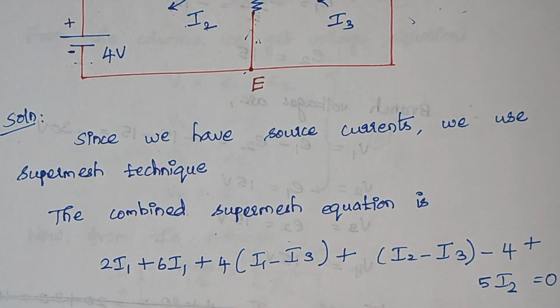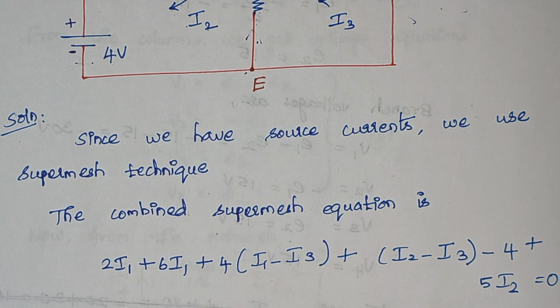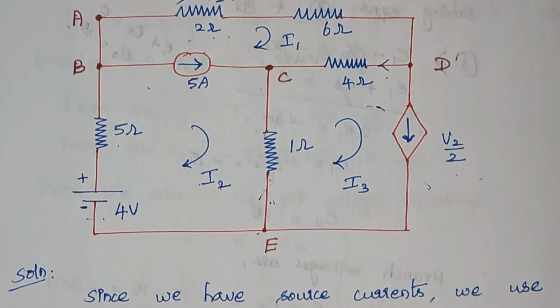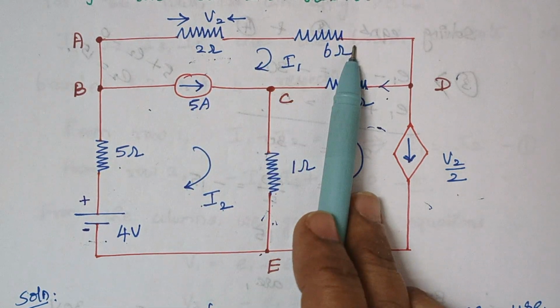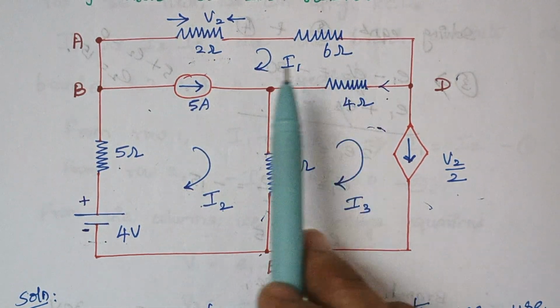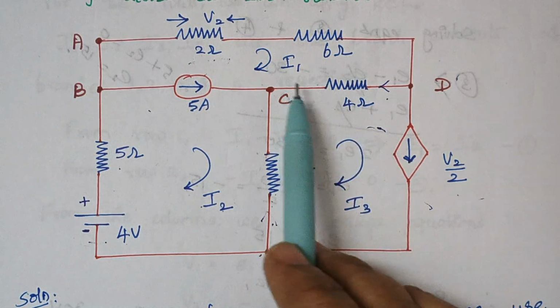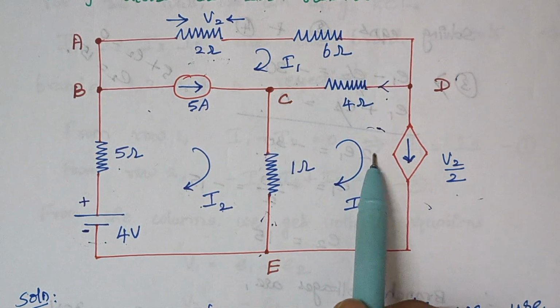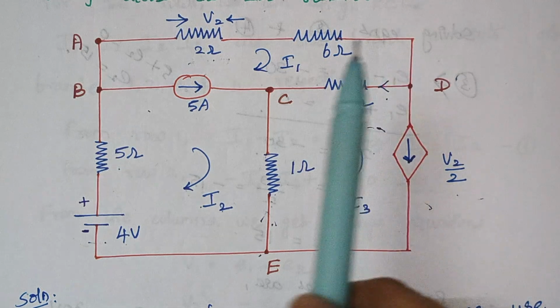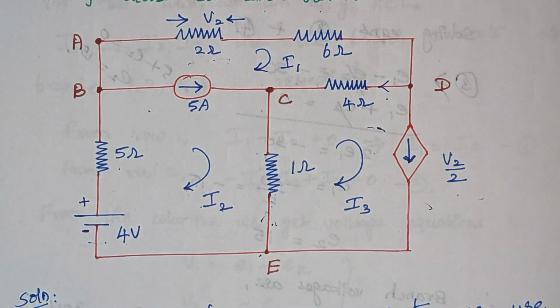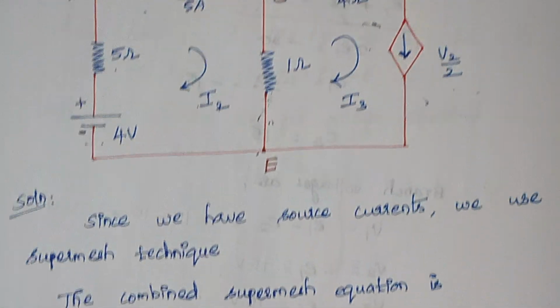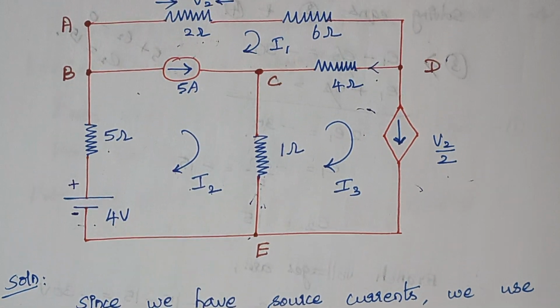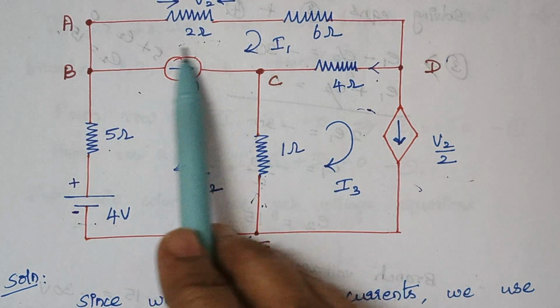Wait, let me show you here. Am I making sense here? You see, while writing the equation, it is 2I1 plus 6I1 plus 4 into I1 minus I3 because this is common for loop 1 and loop 3. I am writing expression for loop 1 first. Therefore, here I have to write it as I1 minus I3. Okay, first 3 terms. Now, we are gradually moving to this side because here there is a current source.